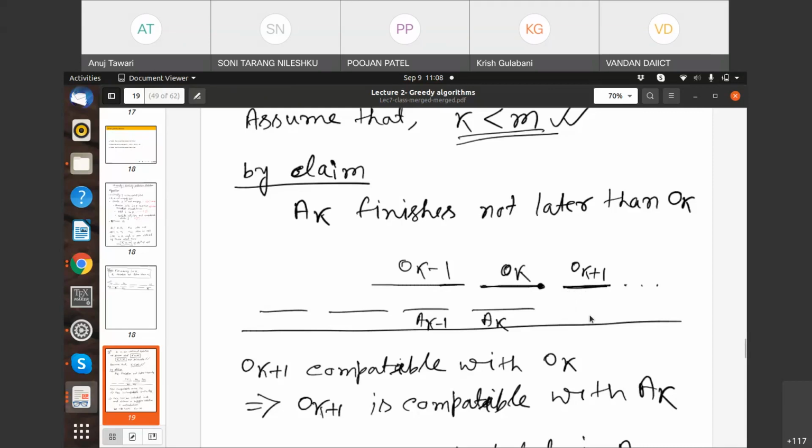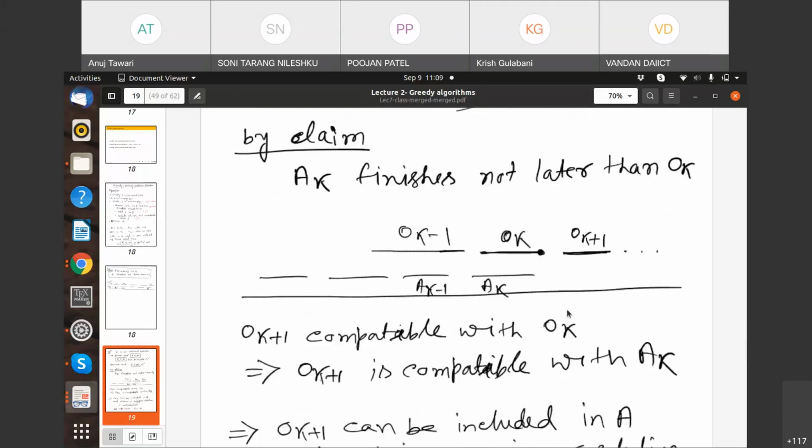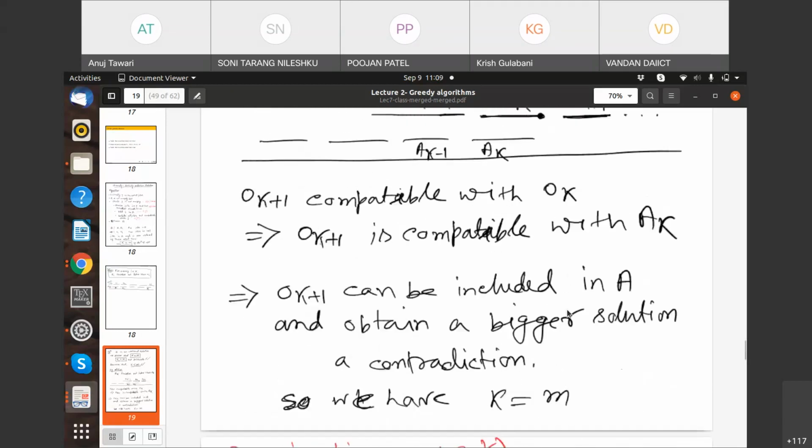If K plus 1 starts before AK. Yeah, starts after AK. So then you could have added this, and that is a contradiction to our grading. Exactly, that's the idea. So K plus 1 can be included in A, and we could have obtained the bigger solution here, and that's a contradiction. Okay. Yeah, exactly. That's the idea here. K equal to M.